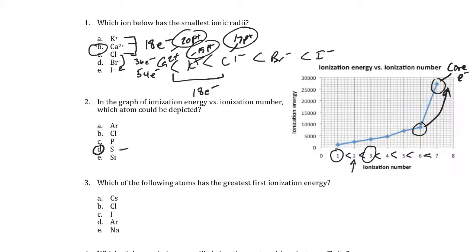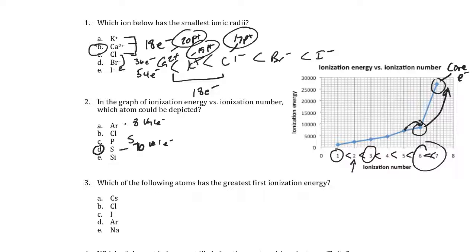So I'm just looking for an element that has 6 valence electrons, so that the 7th electron removed is one of the core electrons. We have 5 for phosphorus, so we'd see this big jump between the 5th and the 6th if this were phosphorus. If this was argon, argon has 8 valence electrons, we'd see the big jump between the 8th and the 9th electron. So we're just looking at the big jump of energies coming between 6 and 7. So the 7th electron is the removal of the first core electron for this particular element.